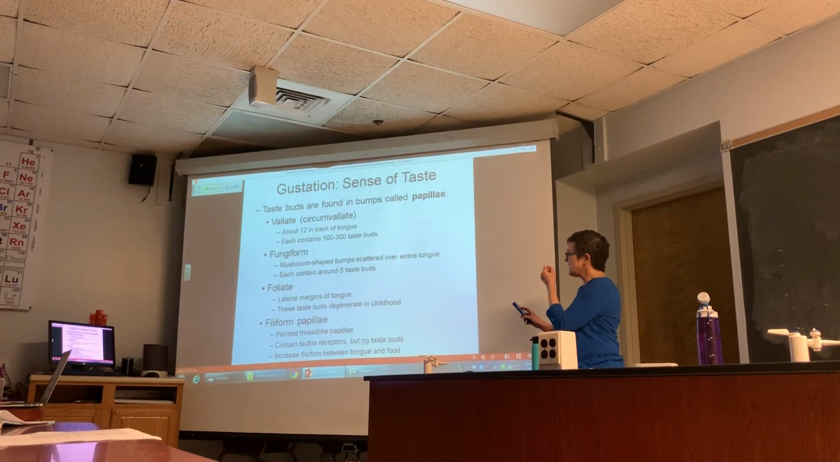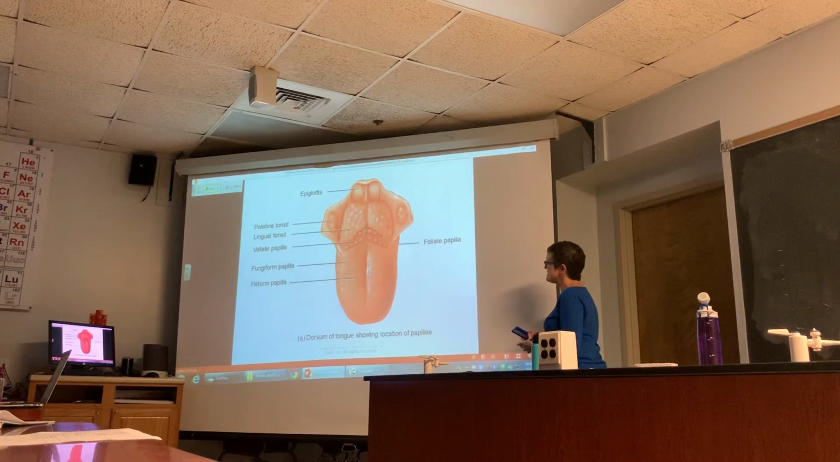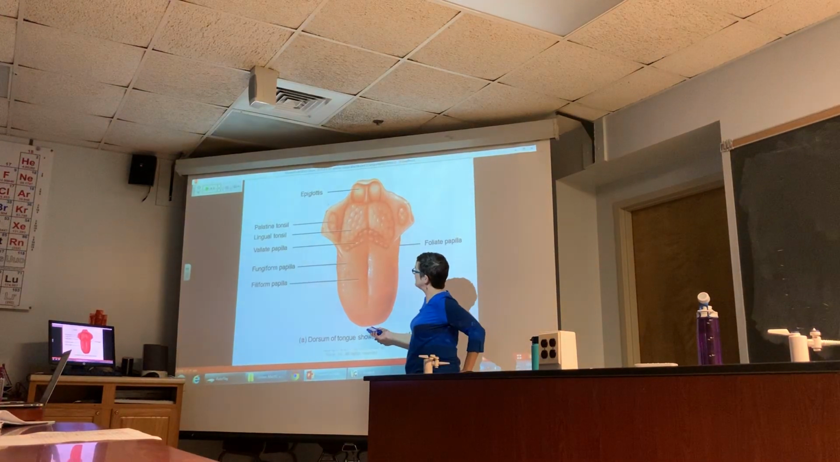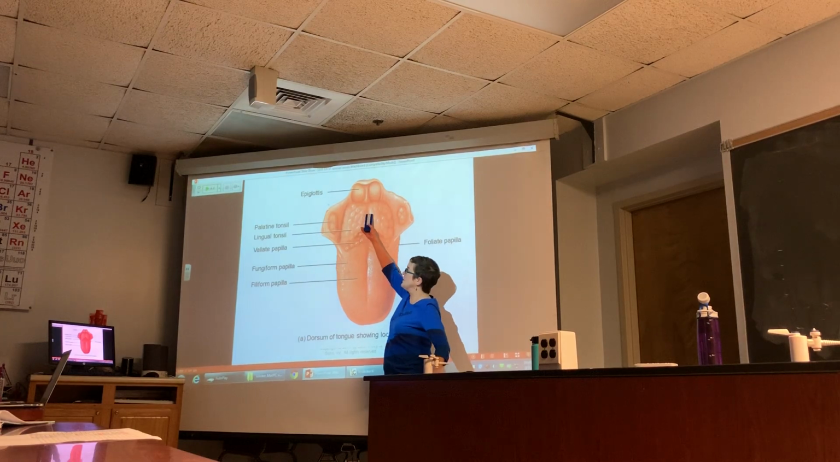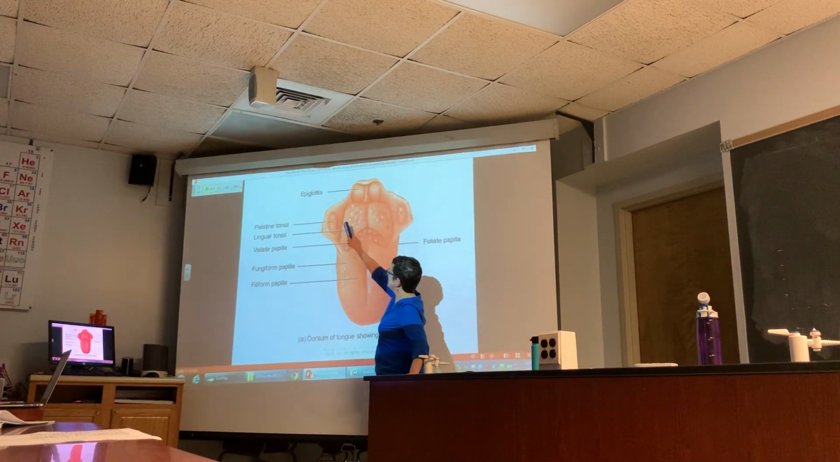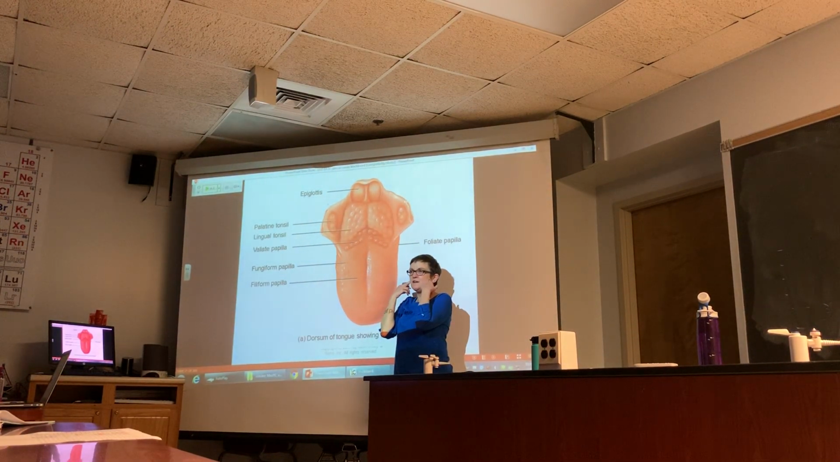So these are elongated thread-like ones. And so here's a picture. This is the tongue, the front of your tongue all the way down into your throat. The palatine tonsils are those tonsils behind your soft palate. If you still have those tonsils, you can see them peeking out behind the soft palate.